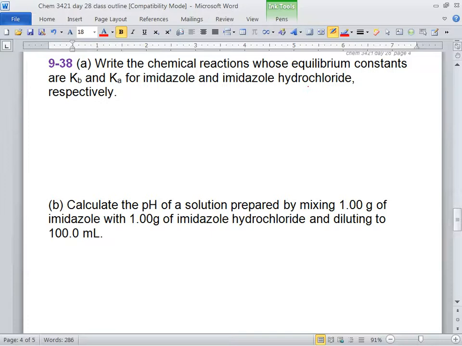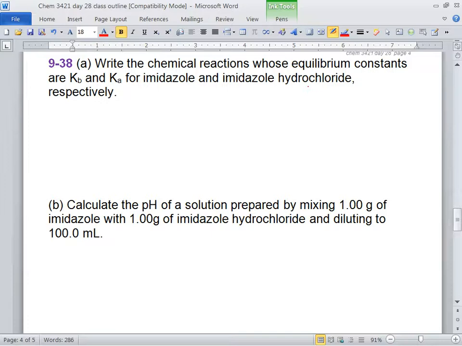Ricky, do you have an idea on this one? Write the chemical reactions whose equilibrium constants are Kb and Ka for imidazole and imidazole hydrochloride, respectively. They want the reactions. Where would you start with something like this?